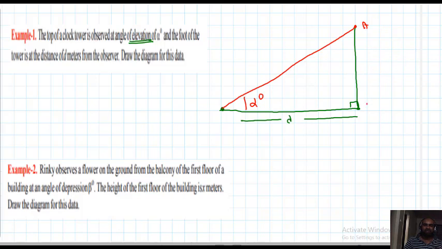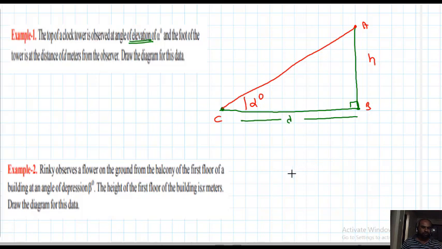But in examination we write the steps, we write the information in words like: AB equal to H be the height of the clock tower, BC equal to the distance between the observer and the foot of the tower. So angle BCA equals alpha degrees, which is the angle of elevation.